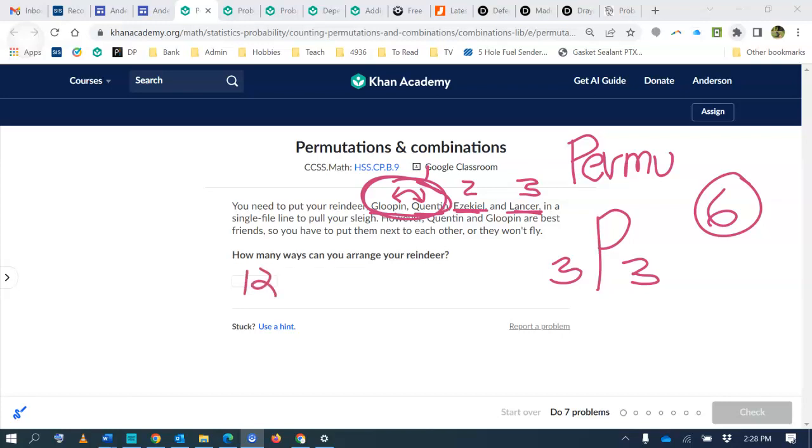So once again, we actually have 4 reindeer, but we're grouping 2 of them together. So we're treating it as one reindeer, essentially. And you put that into a permutation problem, and our number comes out of that as 6 different options. But because we can flip the order of those 2, we double that to 12. So our answer in this first one is 12.